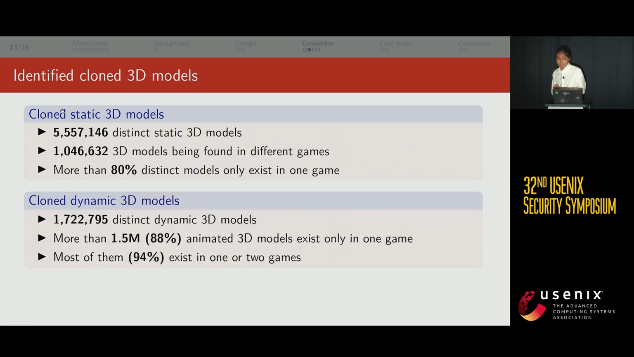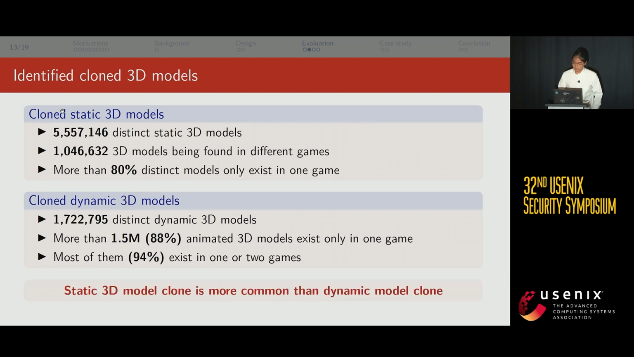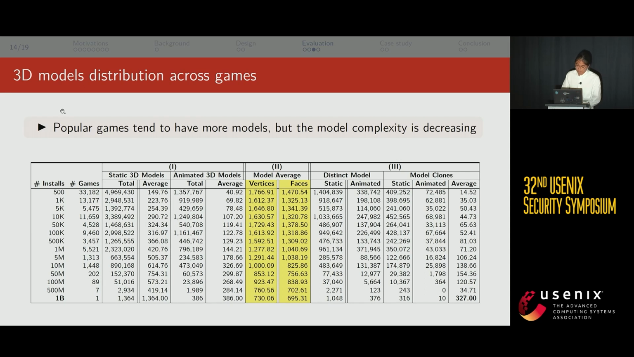And for dynamic ones, we found that there are over 1 million distinct dynamic 3D models, and more than 1.5 million, which is 88%, of animated 3D models exist in only one game, and most of them exist in 1 or 2 games, which means we can conclude that static 3D model clone is more common than dynamic model clone. Now, we can look at some details.